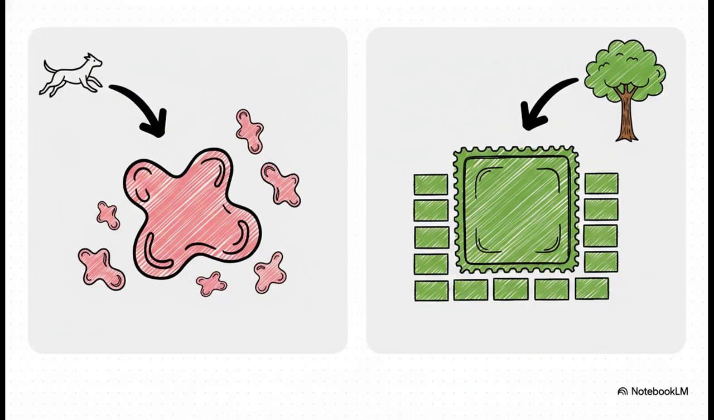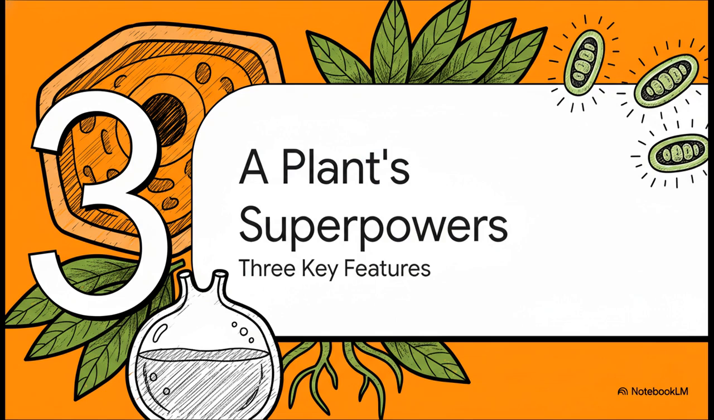And right here, this slide gets right to the heart of it. These aren't just random differences. The three big ones you see here, they are brilliant evolutionary solutions that explain everything from how a lion can run to how an oak tree can stand tall for centuries. So let's zoom in on the plant cell for a second, because these three unique features are basically its superpowers. They are the adaptations that truly allow a plant to be a plant.